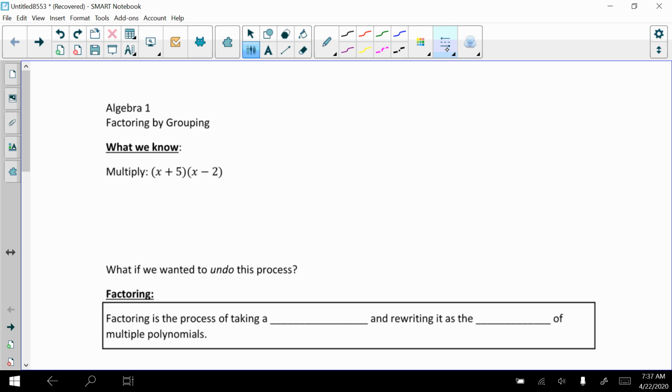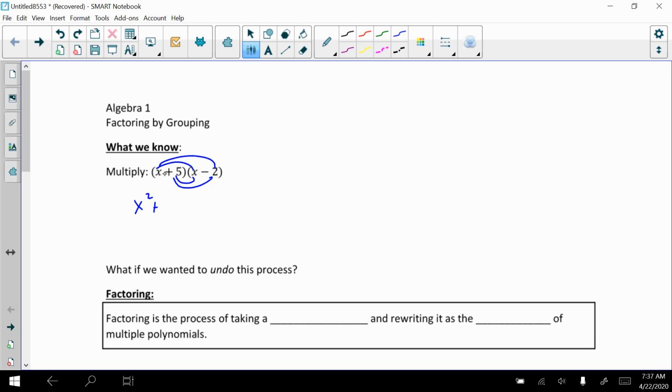Let's just think about what we know how to do. Last week we talked about multiplying two polynomials. If I asked you to multiply this, you would have to double distribute. You would distribute both pieces of the first polynomial into the second. X times x is x squared. 5 times x is plus 5x.